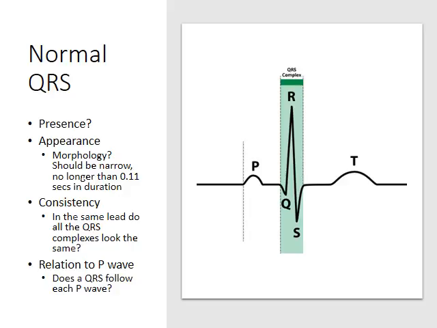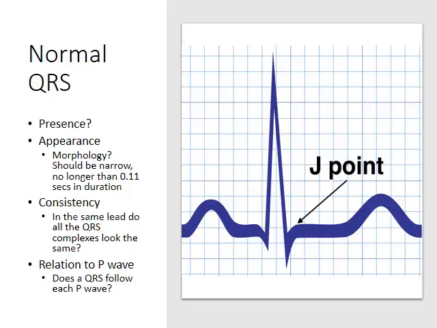The QRS complex represents ventricular depolarization. First check for its presence. In every P wave, there should be a following QRS complex. The complex should be narrow, less than 0.11 seconds, and this is measured from the beginning of the Q wave to the end of the S wave. The point where the S wave ends and the ST segment begins is called the J point.